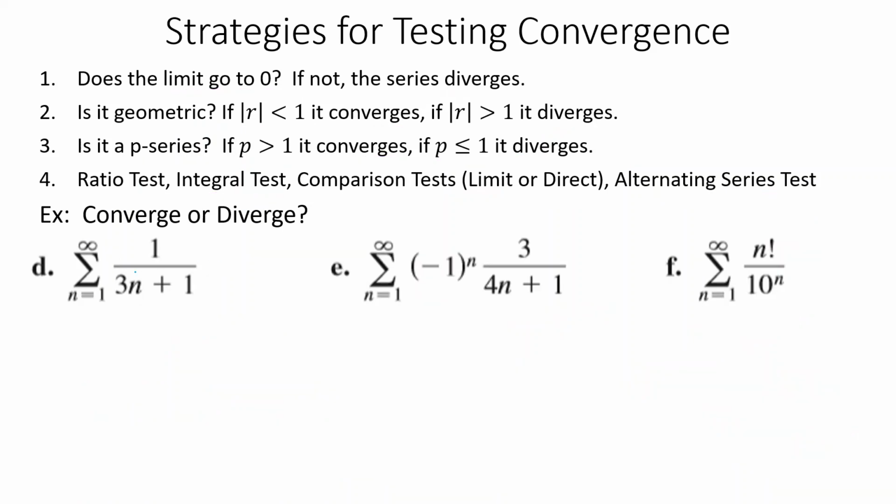All right, 3 more examples. So 1 over 3n plus 1. So the limit does go to 0. It's not geometric. It's not quite a p-series. It looks pretty close to the p-series. It looks like it's almost 1 over 3 to the n, or 1/3 times 1 over n, like that.